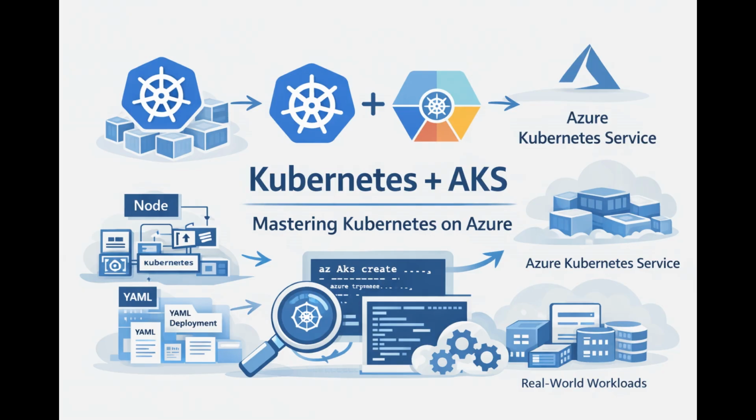Container images must match the CPU architecture of your nodes. An x86 image won't run on ARM64 nodes without emulation, which is slow and often unsupported. We created a deployment with two replicas and exposed it via a load balancer service. Azure provisioned a public IP, and suddenly our API was accessible from anywhere.